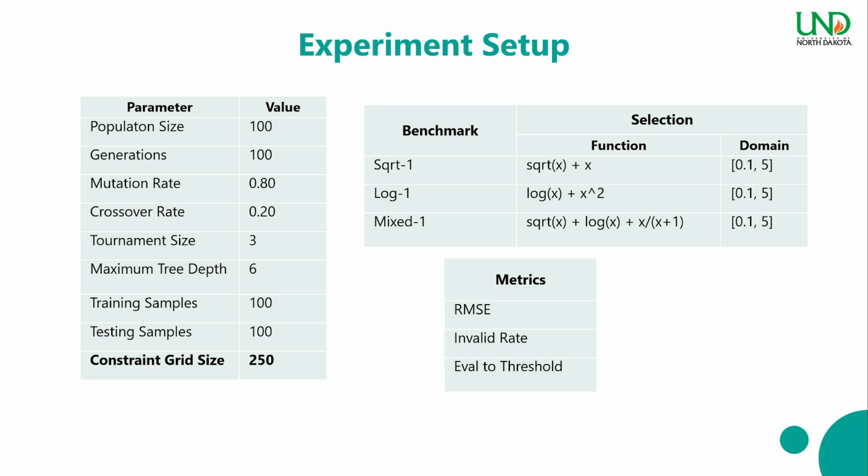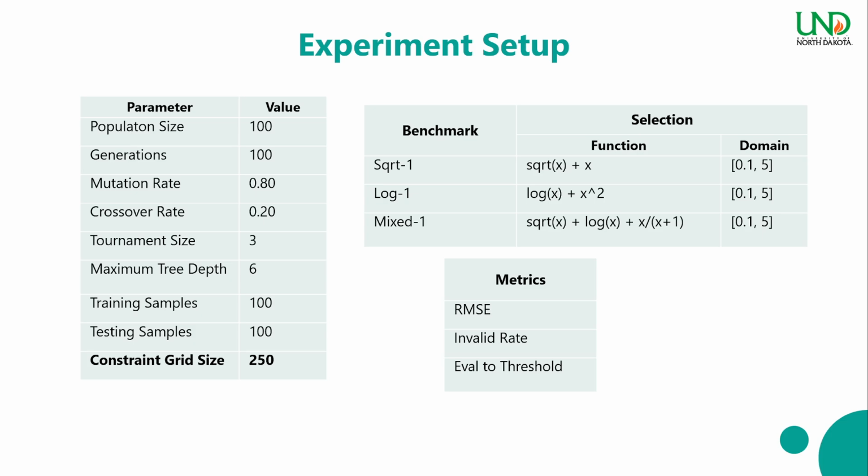On the left here is the genetic programming configuration. It's all pretty standard: the population size, mutation, crossover, tree depth. Those are held constant across both testing methods so that we're isolating just one variable, which is the constraint handling component, just the use of it or the not use of it. The key addition is the constraint grid, the 250 points listed at the bottom here. That's a universal sampling of the input domain.